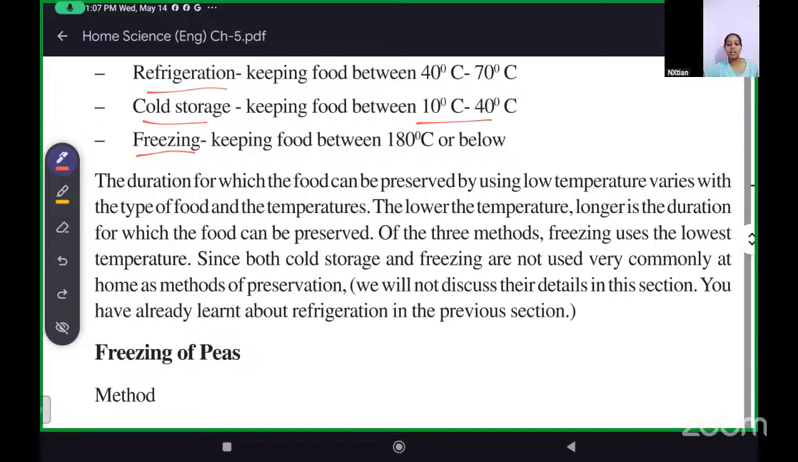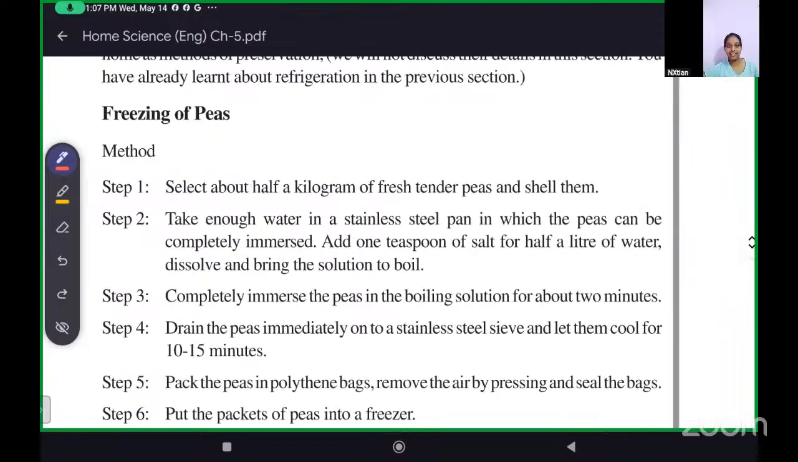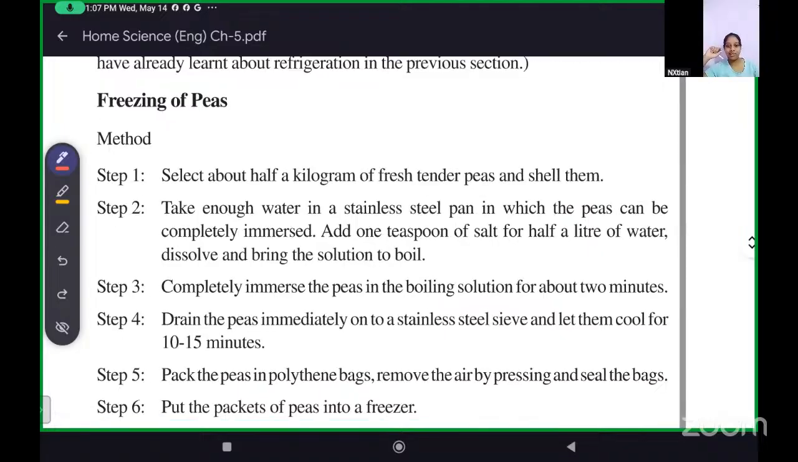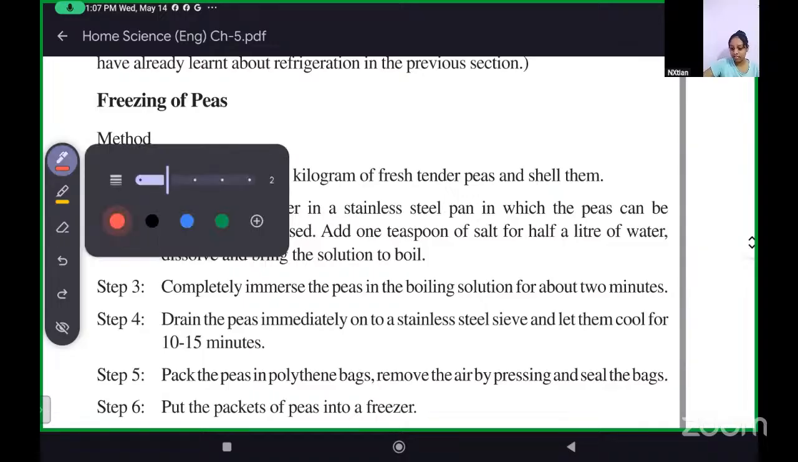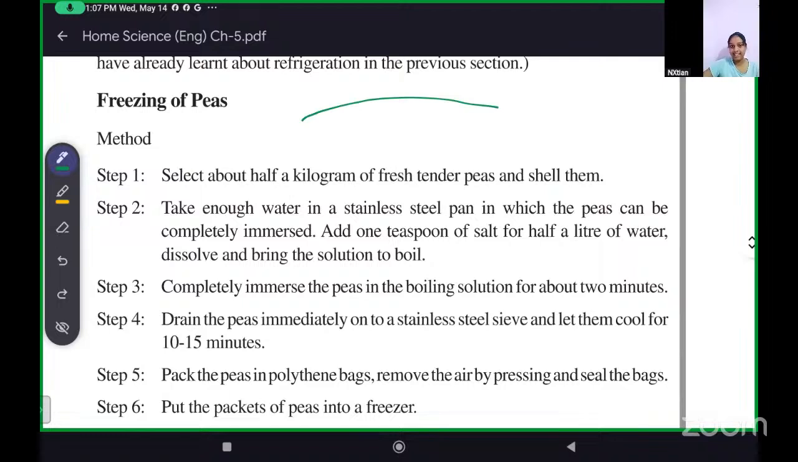Now, this is freezing of peas. Do you know peas? Green ball-like things, small, that come in a pod. It looks like this. It has a covering. When you open the covering, it has round-shaped ball-like things inside. Those are known as peas. Okay. Rings a bell, maybe? Understood?